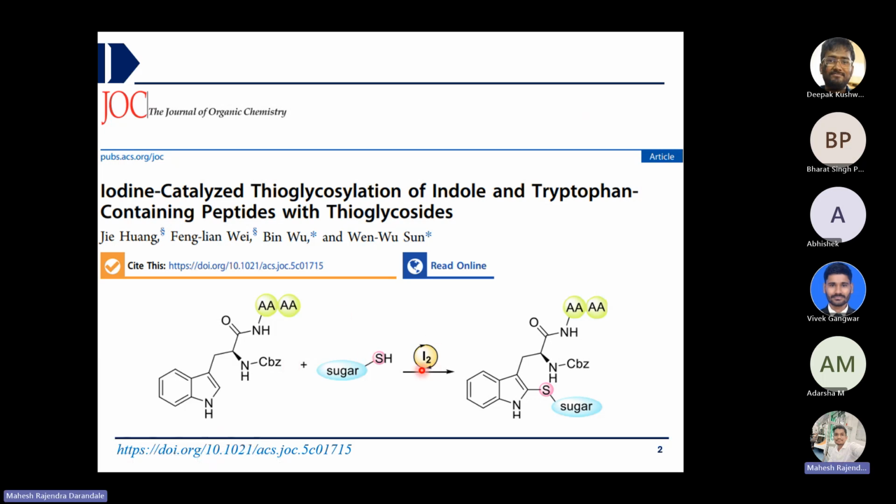With the help of molecular iodine, they have taken sugars like C1 thiosugar or C6 thiosugar, and they did the reaction with the glycopeptides.